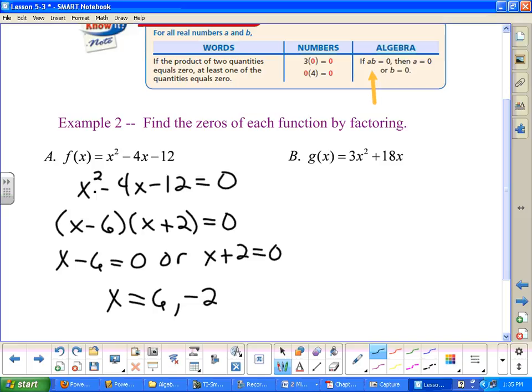All right. Now, you could take your calculator and you could check to see if this is correct. I could type it in, look at the graph, see if those are the right zeros or not. Okay. All right. Let's look at letter B then. All right. 3x squared plus 18x.